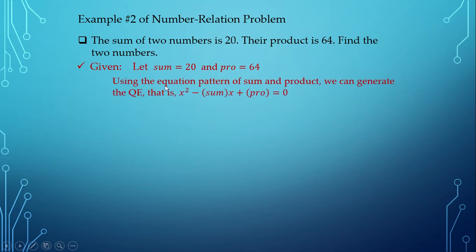Okay. Using the equation pattern of sum and product, we can generate the quadratic equation that is x squared, first term, no? The x squared minus the sum of x plus the product equal to 0. So, pulihan na to ang sum, pulihan to sa product. Formula, x squared minus, ang sum is 20, manang minus 20x, plus product 64, equal to 0. So, naporma ang quadratic equation.